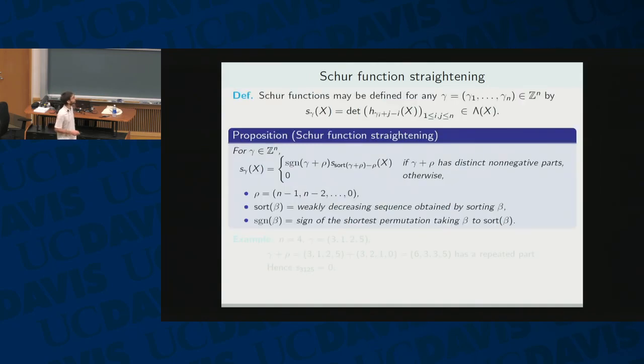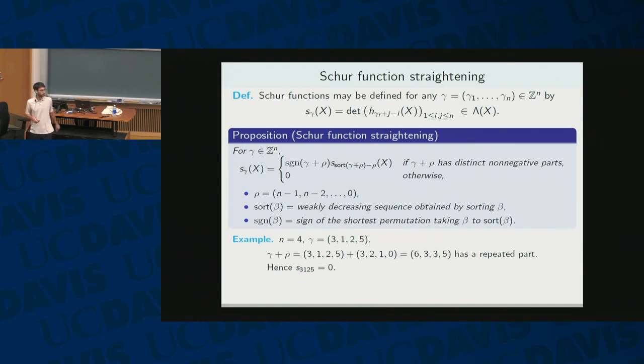All right, it's going to be important for our next definition to know how to compare this to the usual Schur functions which are indexed by partitions. This result sometimes goes by Schur function straightening. It follows pretty easily directly from this definition as a determinant. But let's just say what happens on an example. If I give you, say, gamma is 3125, here's the recipe for deciding what this Schur function s_gamma is equal to. You add the vector rho, n minus 1, n minus 2, and so on. In this case, you get 6335.